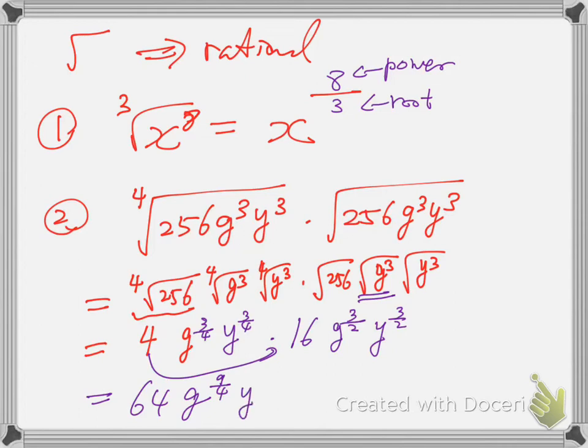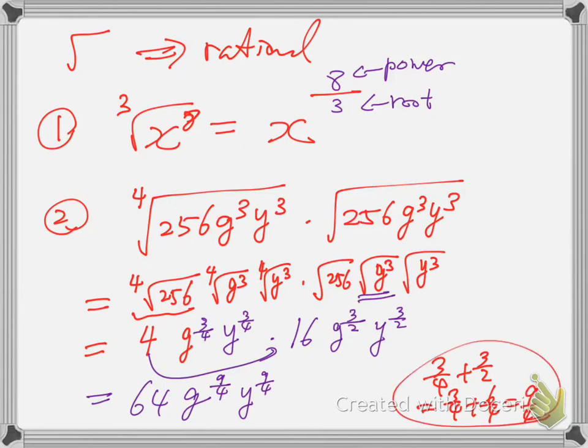And then y, you get the same power. Note we have 3 over 4 plus 3 over 2, so this is 3 over 4 plus 6 over 4, common denominator. So we get 9 over 4. So we add the exponents for y and g.